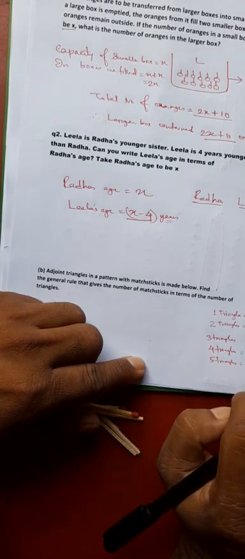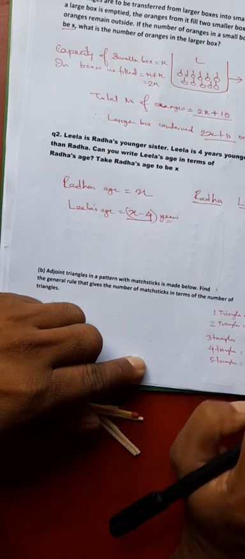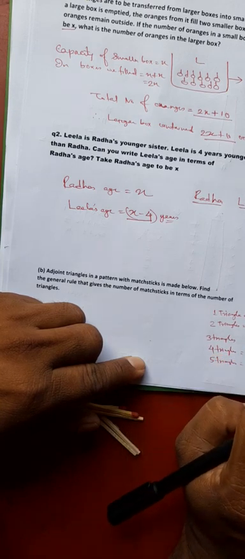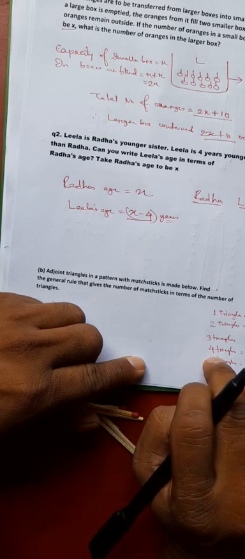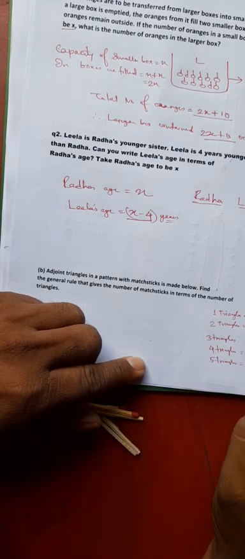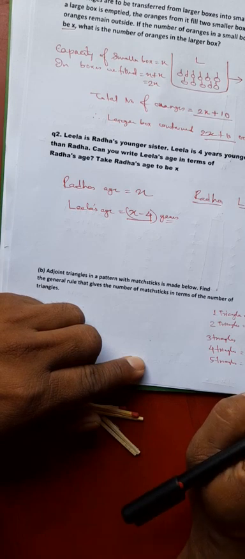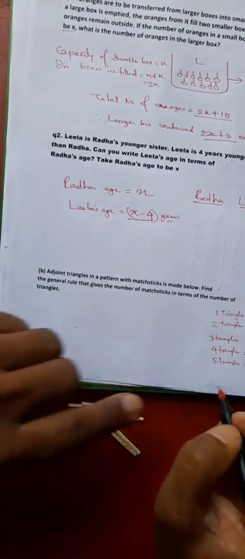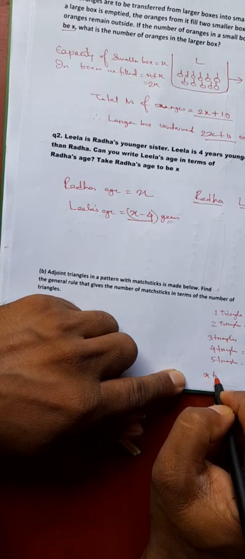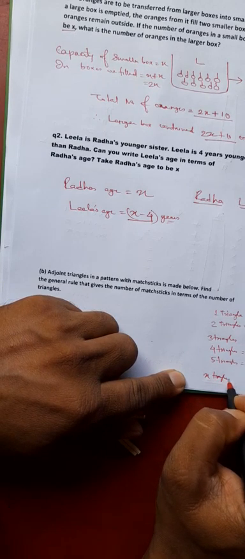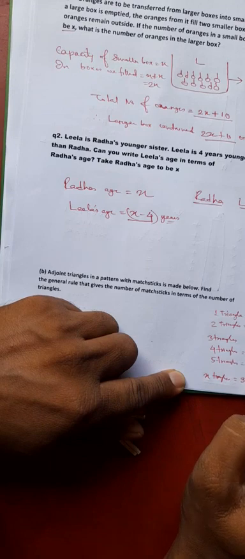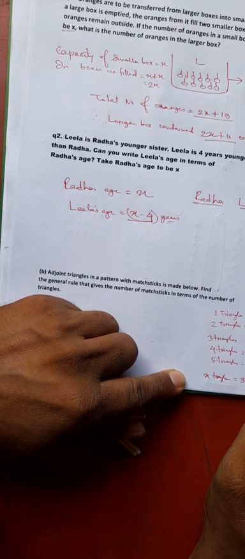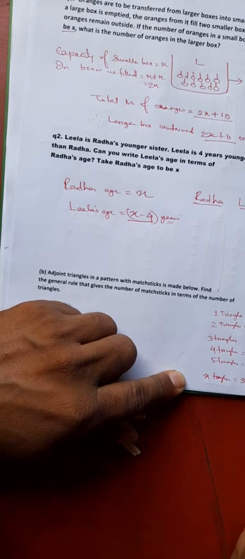For 4 triangles, you see 3 multiplied by 4 minus 3. That means for 4 triangles, you are replacing 3 sticks, means 1 less than the number of triangles. For 3 triangles, 3 multiplied by 3 minus 2. You are replacing 2 sticks. That means 1 less than the number of triangles. Now for x number of triangles, you will find 3 into the number of triangles minus how many sticks you will replace? One less than the number of triangles. That means x minus 1.